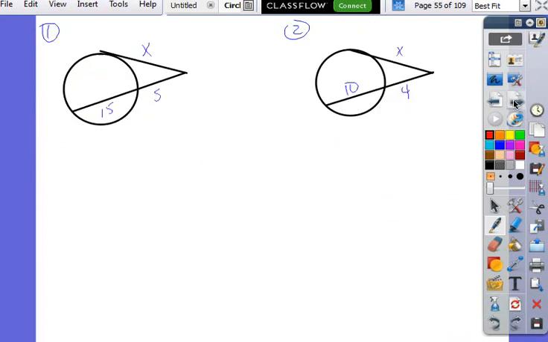What do we do on these? Oh, you the x squared. Square the tangent. Outside times the whole thing. And then solve it from there.